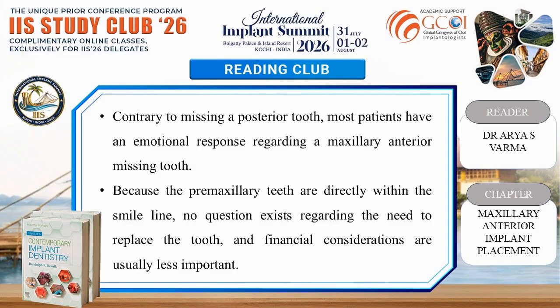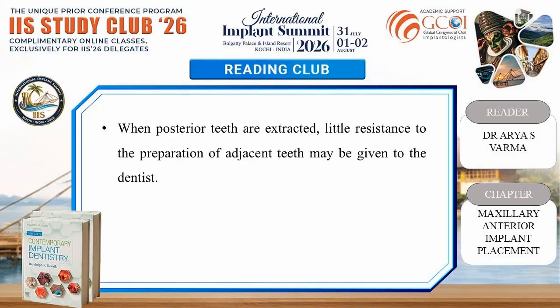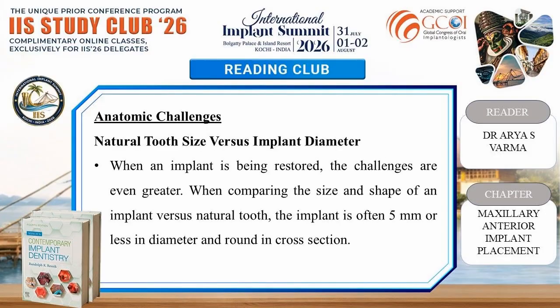Contrary to missing a posterior tooth, most patients have an emotional response regarding a maxillary anterior missing tooth. Because the premaxillary teeth are directly within the smile line, no question exists regarding the need to replace the tooth, and financial considerations are usually less important. When posterior teeth are extracted, little resistance to the preparation of adjacent teeth may be given to the dentist. Anatomic challenges: natural tooth size versus implant diameter. When an implant is being restored, the challenges are even greater.